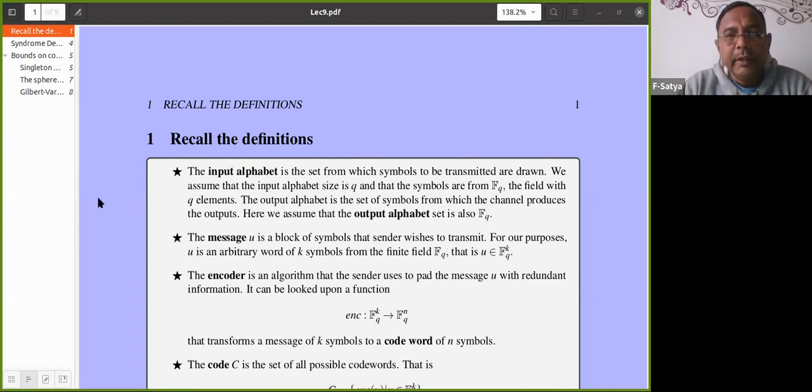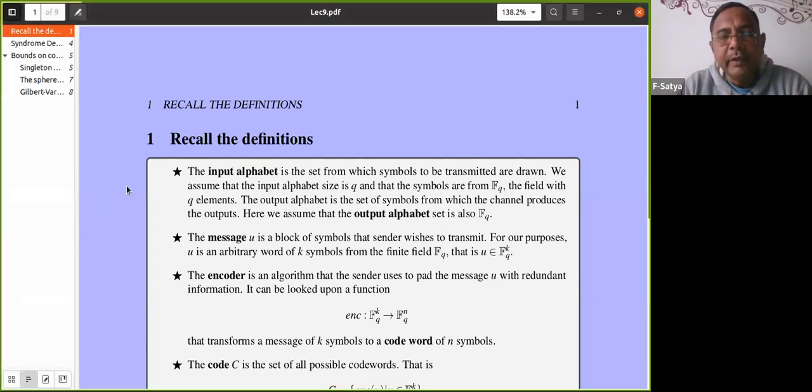So even though I defined these definitions earlier, I will go through them quickly, so that before other people join, we will also revise and they will not lose much.